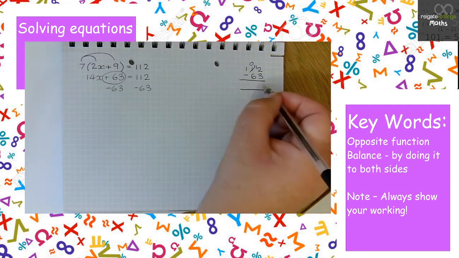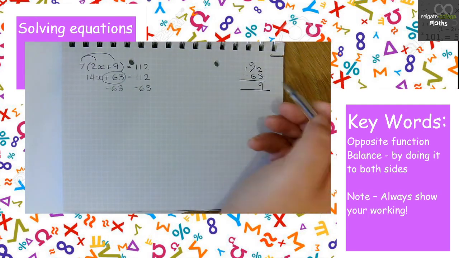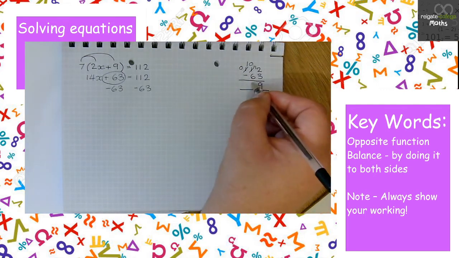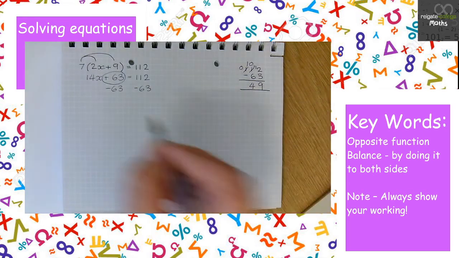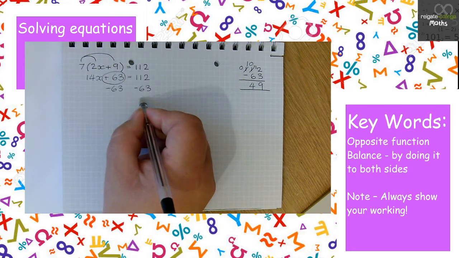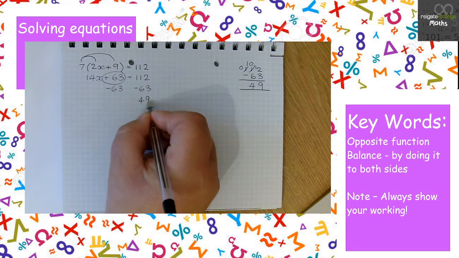12 take away 3 gives me 9. 0 take away 6, I have to borrow again. 10 take away 6 gives me 4. So taking 63 away from 112 leaves me with 49.